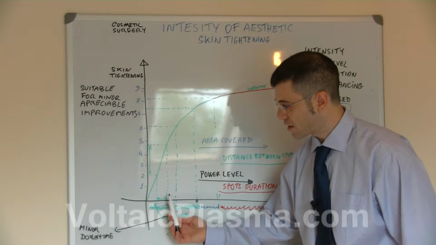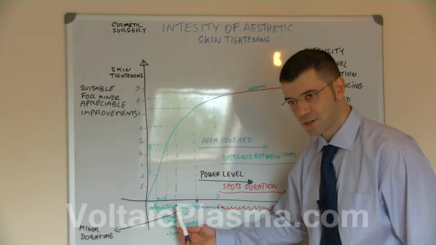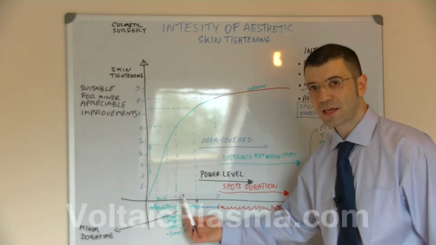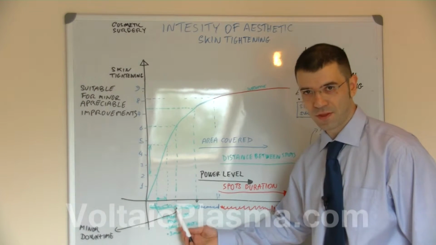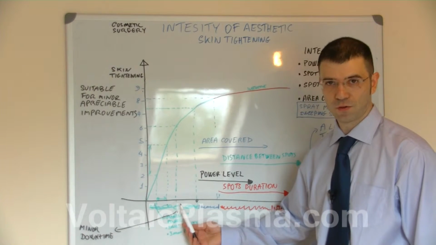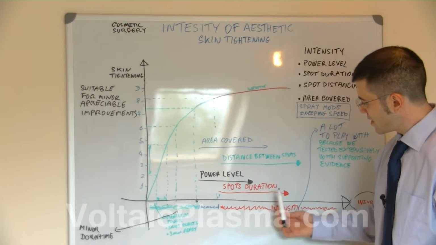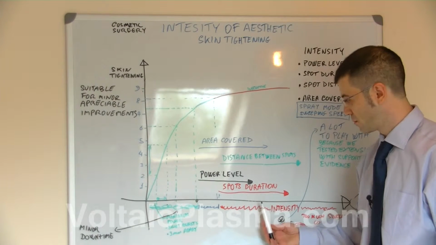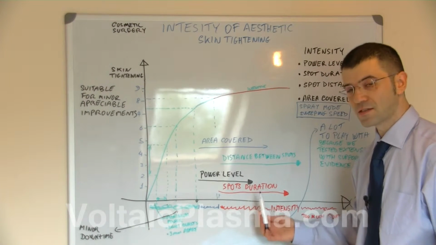In the green area, where we would like you to operate the equipment, you've got minor downtime, in the region of 2 to 3 days at most, and it can sometimes be reduced to even 1 day if the aftercare is followed properly. In the red area, the downtime is sometimes quite long. It can be up to 7 days, 6 to 7 days.